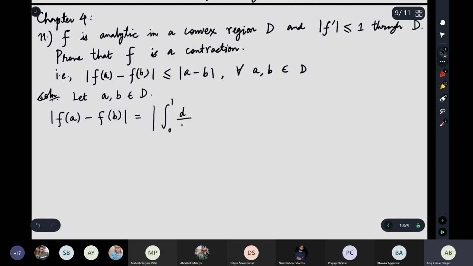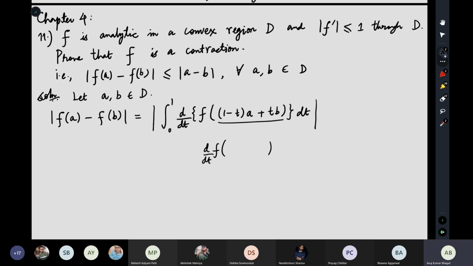Integration from 0 to 1 d dt of f(1 minus t a plus t b) dt. Now see, there is a logic behind this line. Because f is analytic, we can differentiate the function d dt. Here I have taken a point 1 minus t times a plus t times b, and this point will also belong to D or not. That is justified by this fact: D is a convex set, right? So this will also belong to D. And what is the integration of this? This is just the integration from 0 to 1.